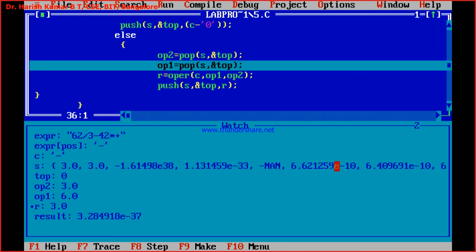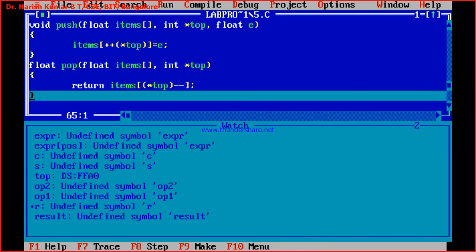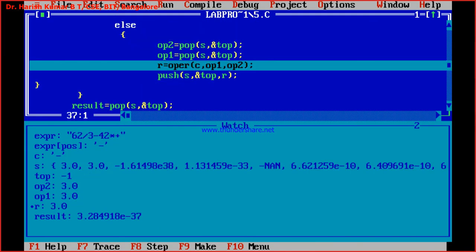Okay, so OP2 is 3.0 and OP1 also gets 3.0, another 3.0. Now top is 0, that means this is the only element which is there on top of the stack right now. So top is pointing to this and these are not accessible. Okay, so OP1 is also 3.0.